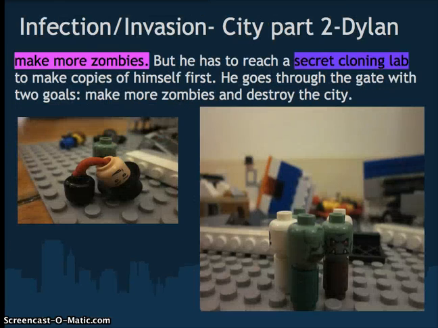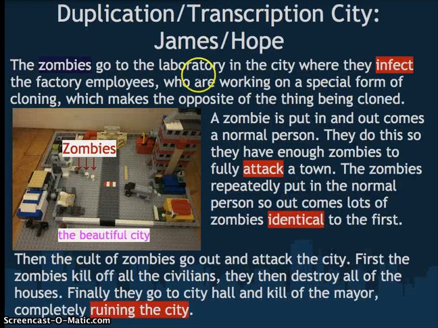Here are some awesome pictures of the city getting destroyed. The zombies go into the laboratory where they infect the test subjects. See, the laboratory is working on cloning people. So now that the test subject is infected, it clones zombies. And then they clone more zombies and more zombies and more zombies.